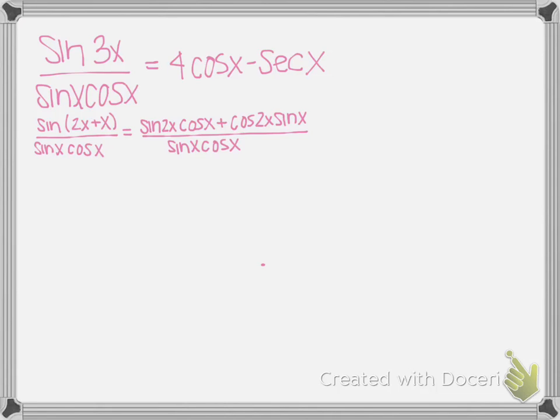What do you want to cancel? Can't. But what can I do? Can I split them up somehow? Yeah. So what do I have on one side? Sine 2x cosine x over sine x cosine x.